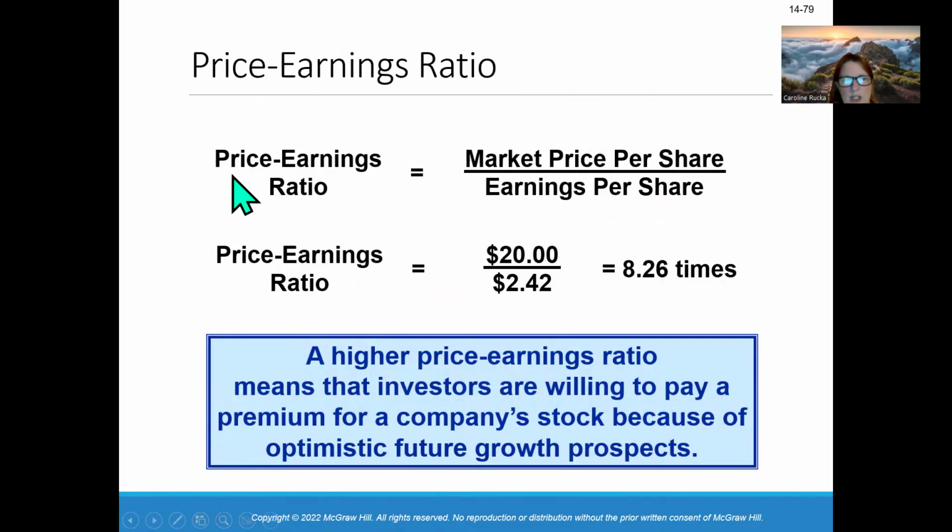Price to earnings ratio. This is the market price per share divided by the earnings per share. A higher price earnings ratio means that the investors are willing to pay a premium for a company's stock because of optimistic future growth prospects.